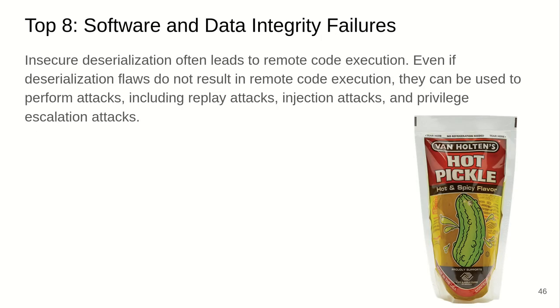Number 8, software and data integrity failures. This is one of my favorite ones. Insecure deserialization often leads to remote code execution. I just want to remind you of Log4Shell, which was a big issue recently. Even if deserialization flaws do not result in remote code execution directly, they can be used to perform attacks: replay attacks, injection attacks, and privilege escalation attacks.